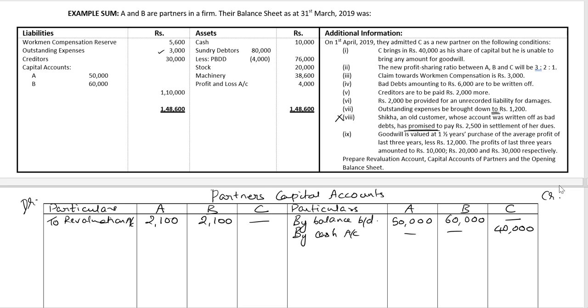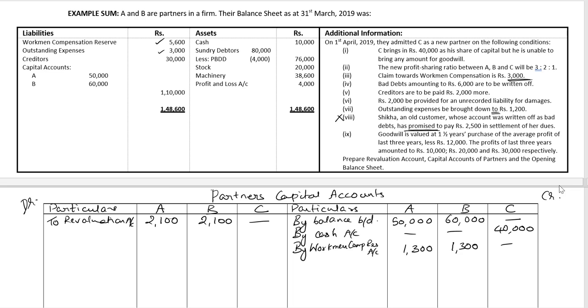Next, we'll deal with the reserves. The claim towards workman compensation, it's given in the sum as rupees 3,000. There's a reserve of 5,600. So the excess of 2,600 to be distributed amongst the partners A and B in 1:1. So by workman compensation reserve account, 2,600 rupees in 1:1 comes up to 1,300 for A and 1,300 for B.